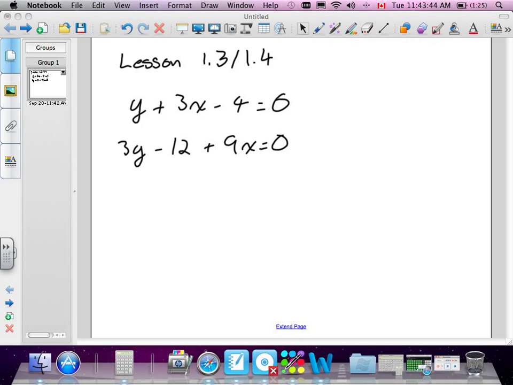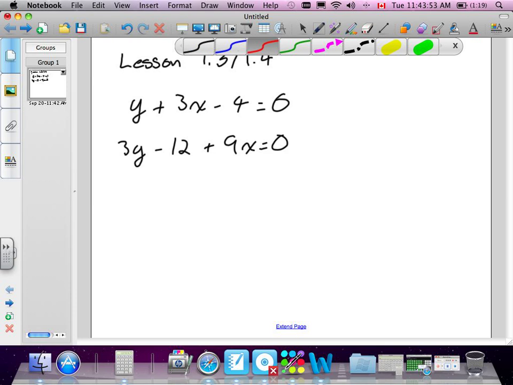Okay, we're going to be doing lesson 1.3 and 1.4 together. So, first what I've done is I've written two equations, just like we had before with substitution. But this time we're trying to find out if these are equivalent linear systems. So in other words, are they the exact same equation?